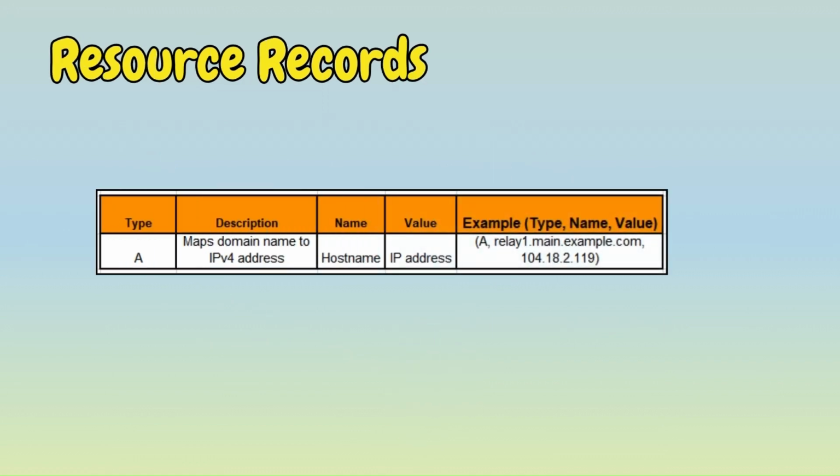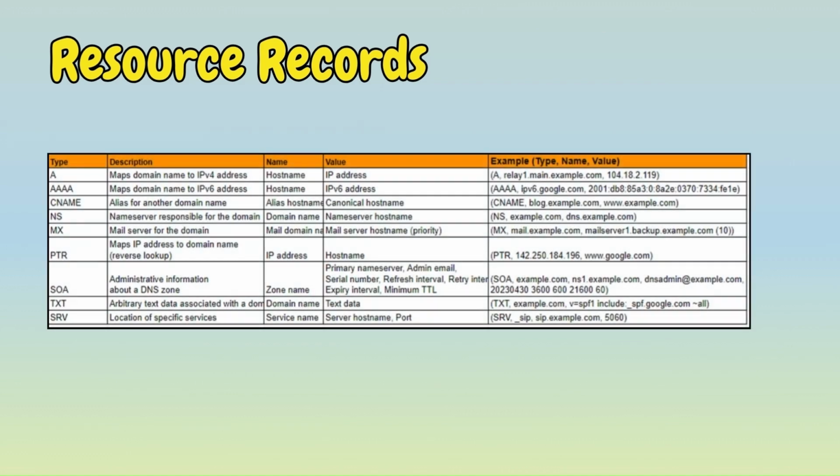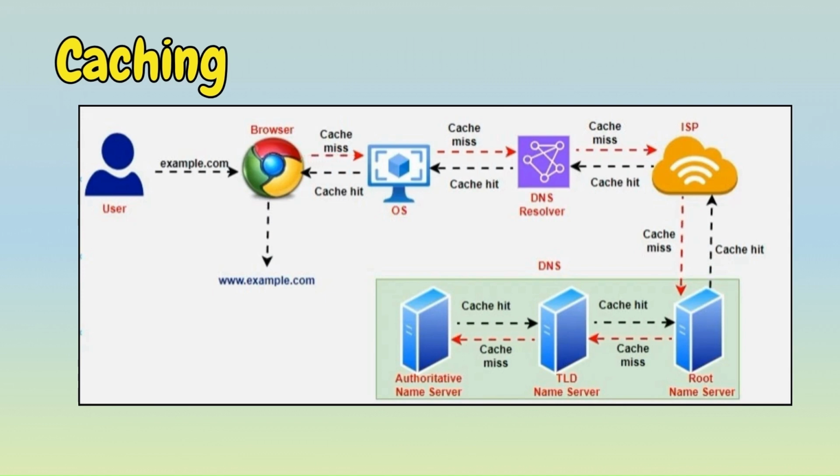Resource records are the fundamental data elements stored in DNS zone files. Each domain has its own zone file, typically stored on the name servers responsible for that domain. Each resource record represents a piece of information associated with the domain name. As seen earlier, DNS uses caching at different layers to reduce request latency for the user.